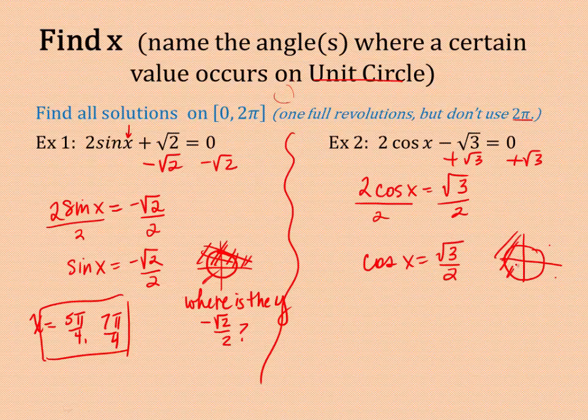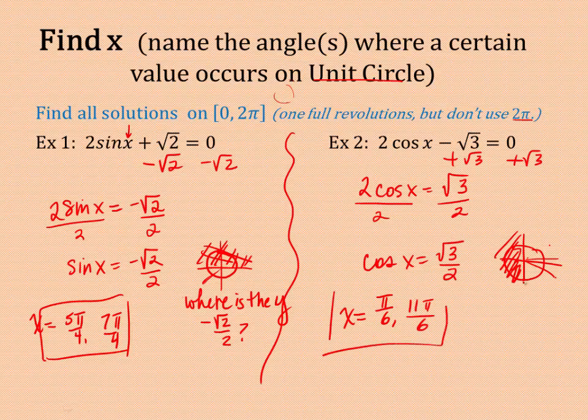So I can forget about this side of my unit circle. And I'm looking for the x values with square root of 3 over 2. Well, the ones closest to the x-axis have that value for x. So that angle would be pi over 6 and 11 pi over 6. Okay. So this one has 2 places where the cosine is positive square root of 3 over 2. Right? Let's try another one.